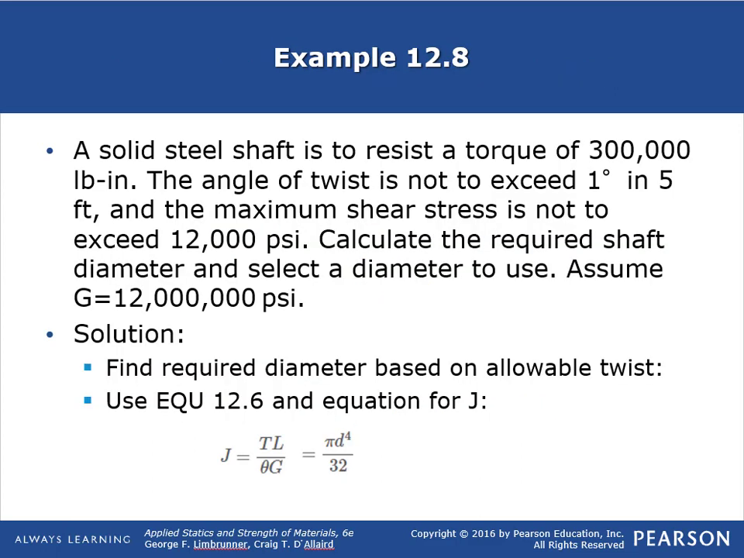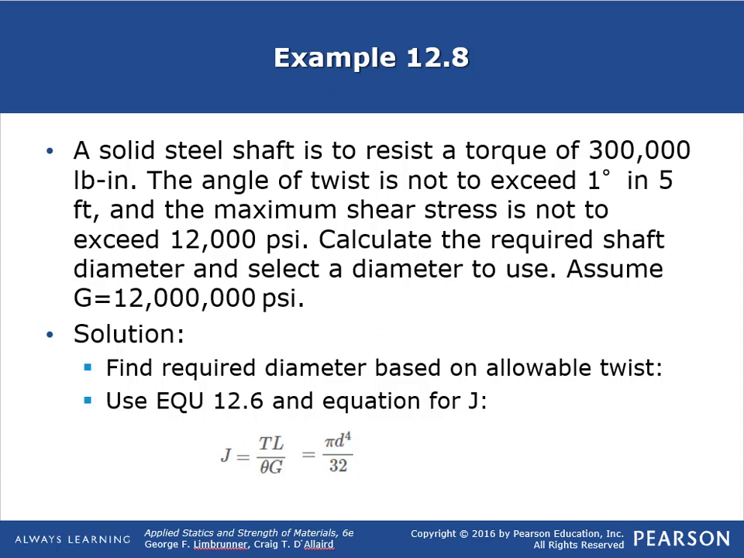Next example, 12.8. A solid steel shaft is to resist a torque of 300,000 pound-inches. The angle of twist is not to exceed 1 degree in 5 feet, and the maximum shear stress is not to exceed 12,000 psi. Calculate the required shaft diameter and select the diameter to use. This is a design problem. We have two tests: one is the allowable twist, and the other is the allowable maximum shear stress.